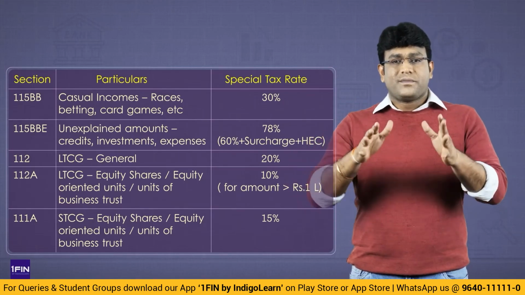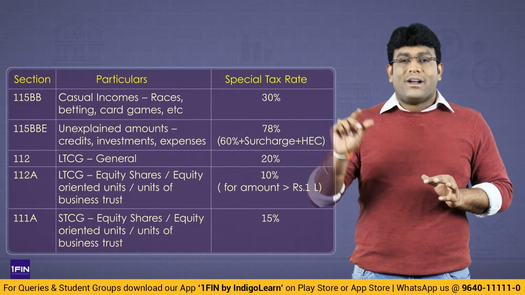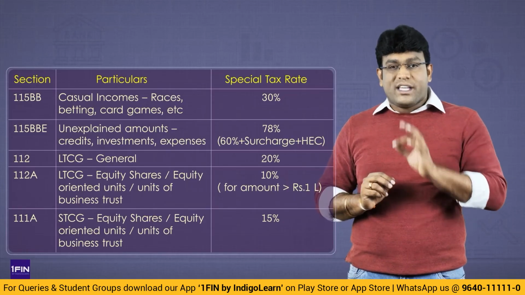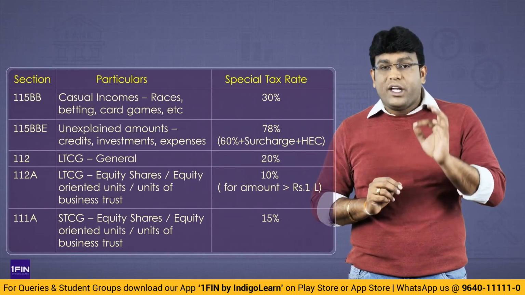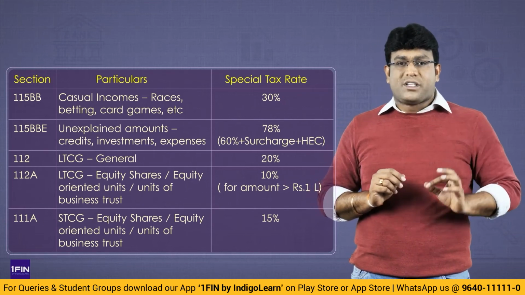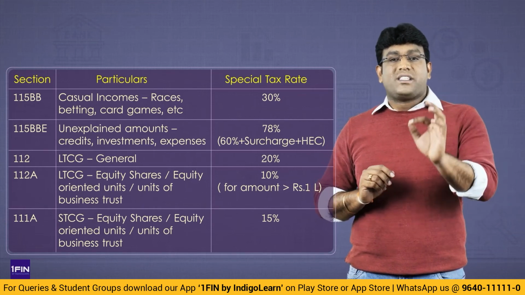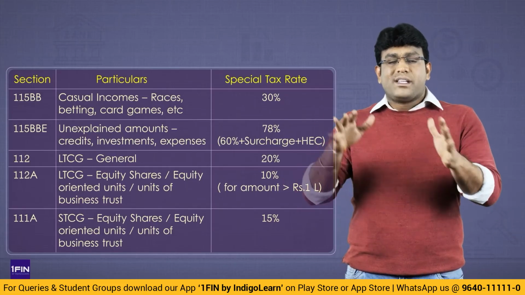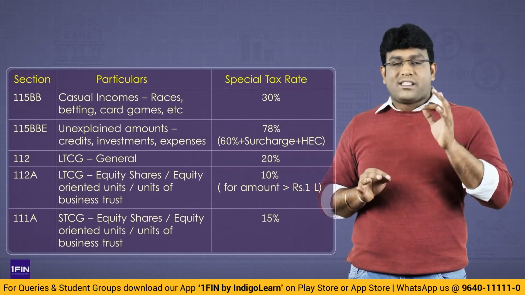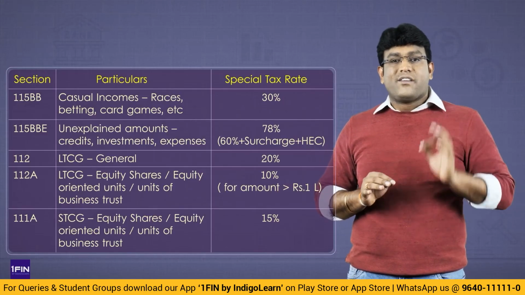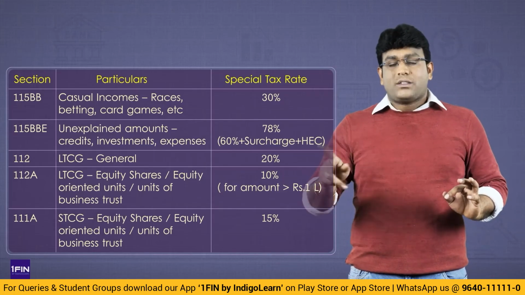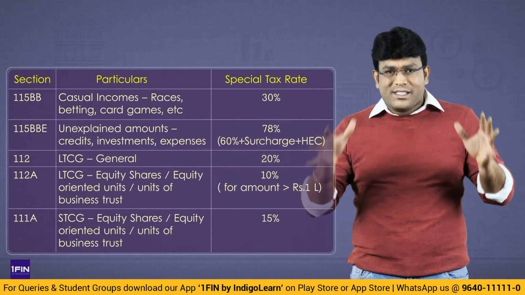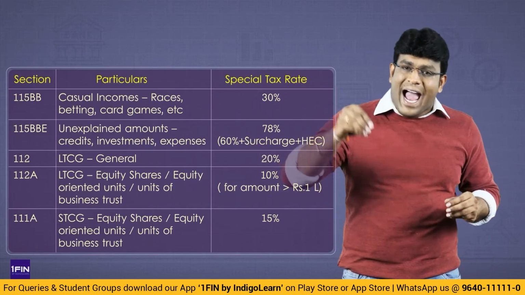Then coming back to capital gain special rates, 112 LTCG general rate 20%. 112A LTCG on sale of equity shares or units of equity oriented mutual fund or units of business trust through a recognized stock exchange on which STT is paid. We will tax at the rate of 10% on amount exceeding 1 lakh. Same scenario, not long term but short term, we will tax at the rate of 15% and that is given by 111A. Long term 112A, long term general rate 112. These are all the section numbers which are given in the Income Tax Act itself.